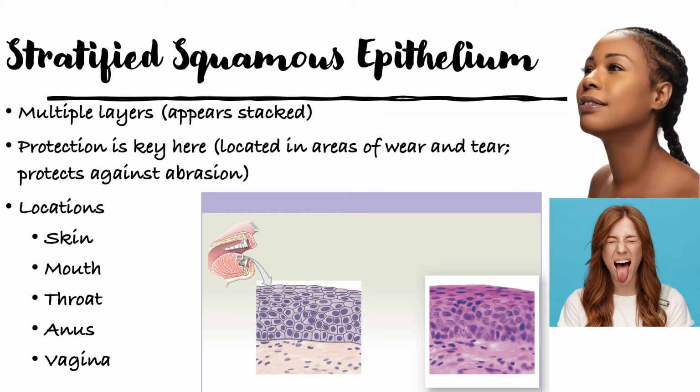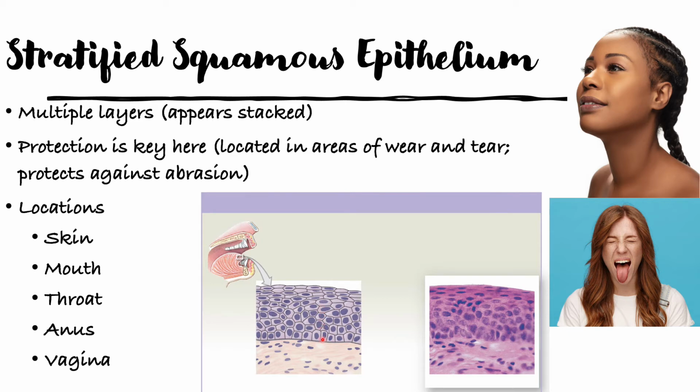So the second one is going to be stratified squamous epithelium. When you see the word stratified, you're thinking multiple layers. When we're talking about stratified in general, it could be 2 layers, basically anything more than one. But whenever you see stratified squamous, it's definitely going to be more than 2 layers. These are layers that are stacked. As you can see, they're stacked. They could be from 10 to 20.